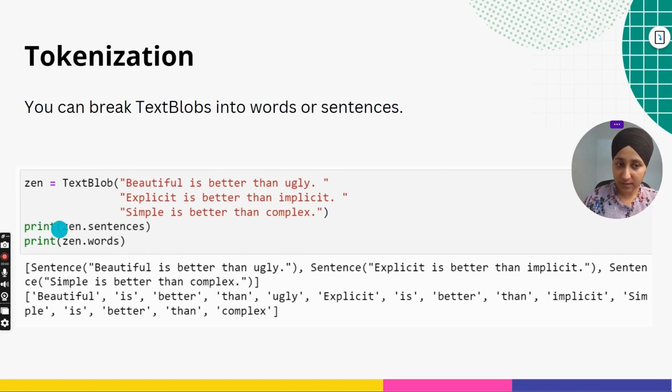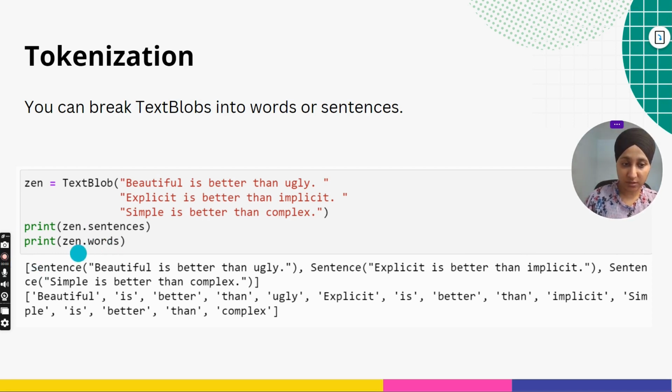Right, now in this statement you can see print zen.sentences. Here I am going to convert this TextBlob, I'm going to tokenize it into sentences. Like you can see here in output, sentences: beautiful is better than ugly, explicit is better than implicit, simple is better than complex. So this is sentence tokenization where we separated 3 texts, 3 sentences basically.